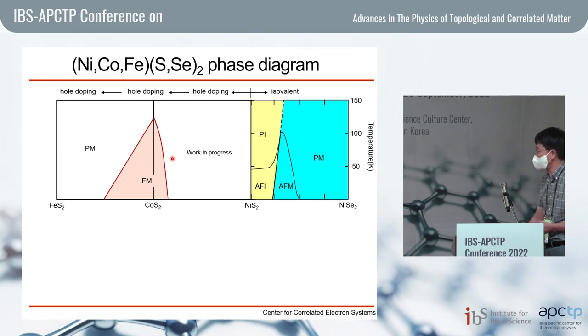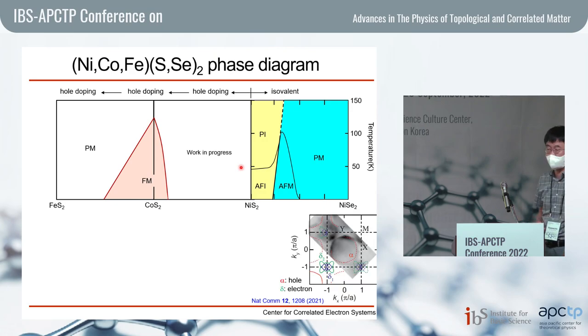One thing I have to tell you is that replacing sulfur by selenium is isovalent and isostructural. On the other hand, replacing nickel by cobalt or iron, we have hole doping to the left-hand side. Now, since nickel disulfide is an insulator, you don't have any Fermi surface, but on the selenium end, you have a very nice Fermi surface, which looks like this. This big alpha pocket is a hole pocket, and this one, delta, is a very shallow electron pocket.